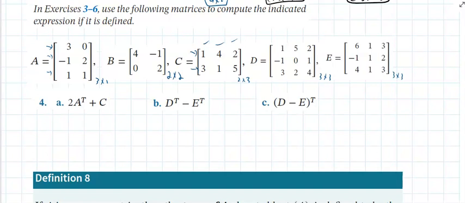2A transpose. 2A transpose will be what? If A is 3 by 2, A transpose is going to be 2 by 3. You're going to take this column and make it a row, and you're going to take this column and make it the second row. All right, very good. And if I multiply by 2, that's simply 6. Wait, I'm missing something.